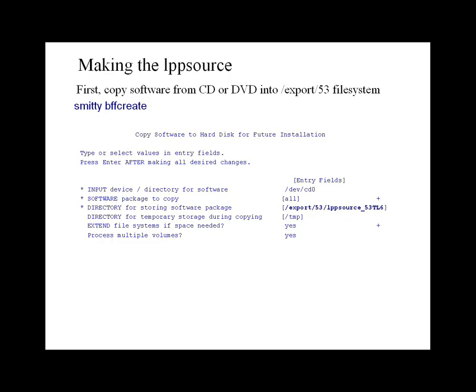And then I'll go smitty bffcreate. This will put me on the menu. There's my input device for software package to copy. I make that an all. What directory for storing the software package? I'll put it down in export 5.3 in my lpp_source name. Process multiple volumes, yes, that'll prompt me for the second DVD when the first one is copied. Right? So I want to get the whole content of both DVDs.